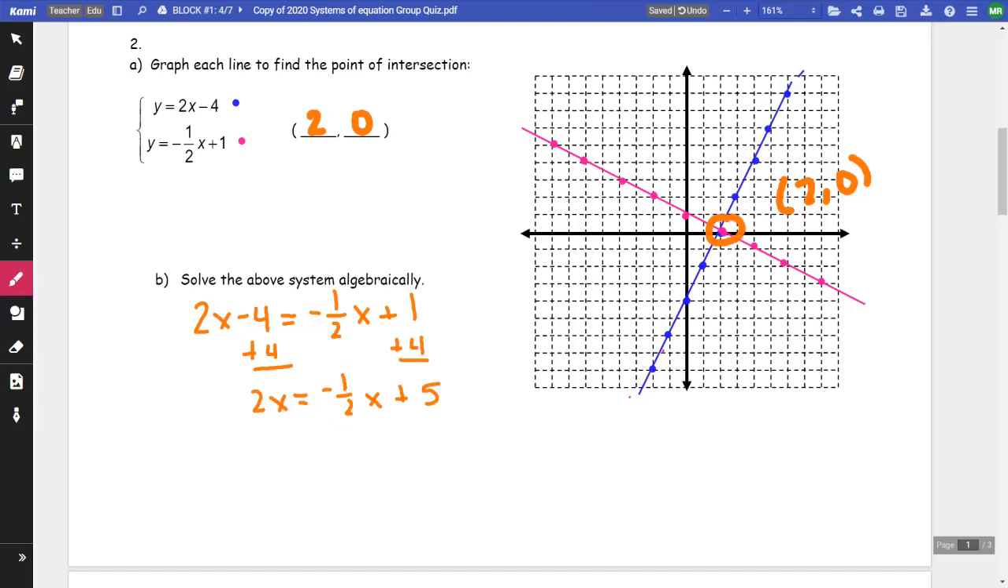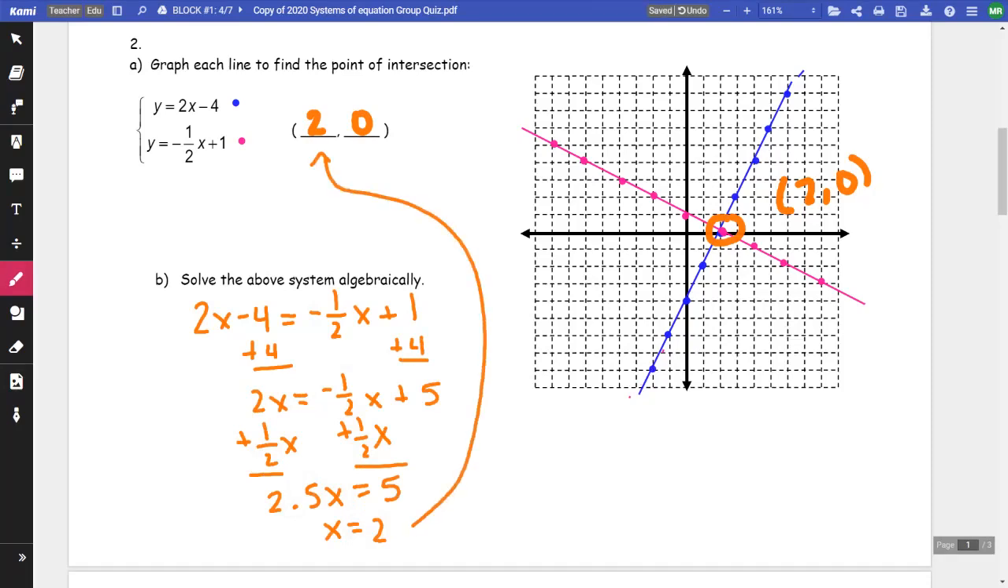I am going to add 1/2 x to both sides. So when I add 1/2 x, I'm going to get 2 and 1/2. I'm going to write it like a decimal, 2.5. I think that'll be easier. So it's 2 and 1/2, or 2.5, and that's equal to 5. I'm going to divide both sides by 2.5. And when I do, I get 2, which is the same thing I had up here.